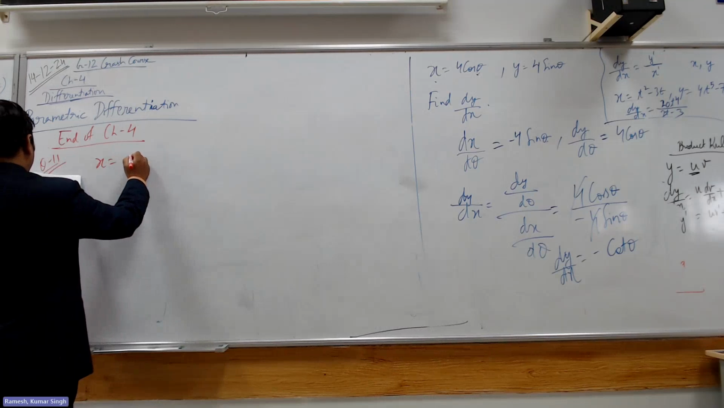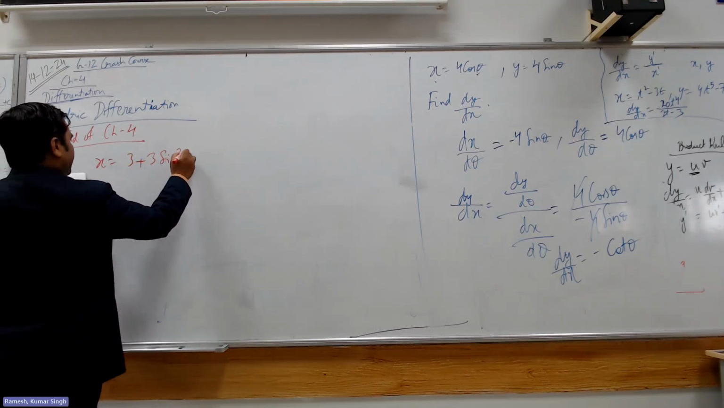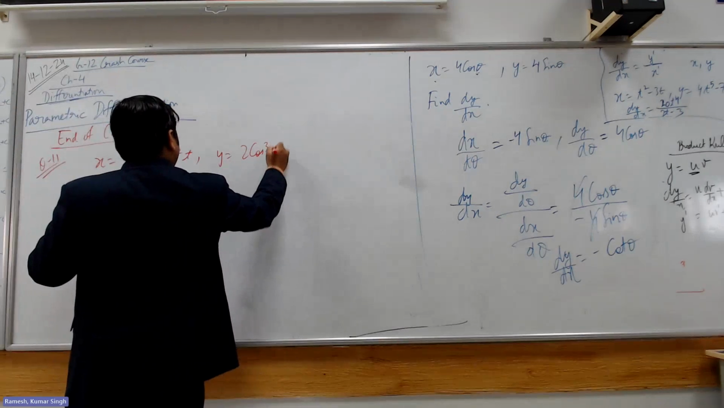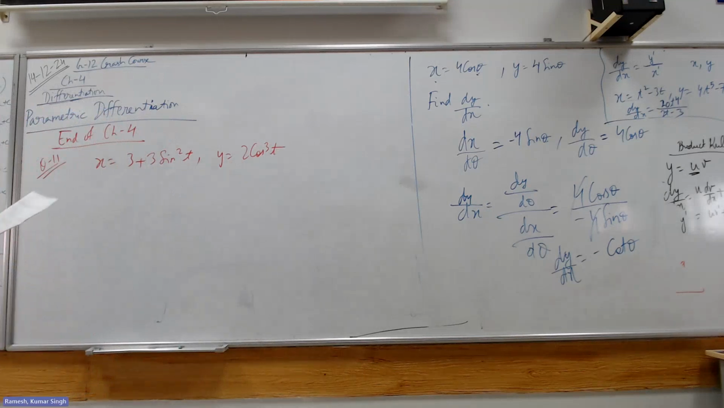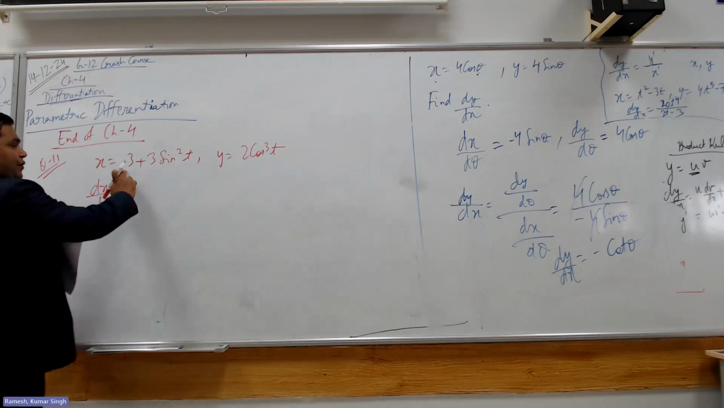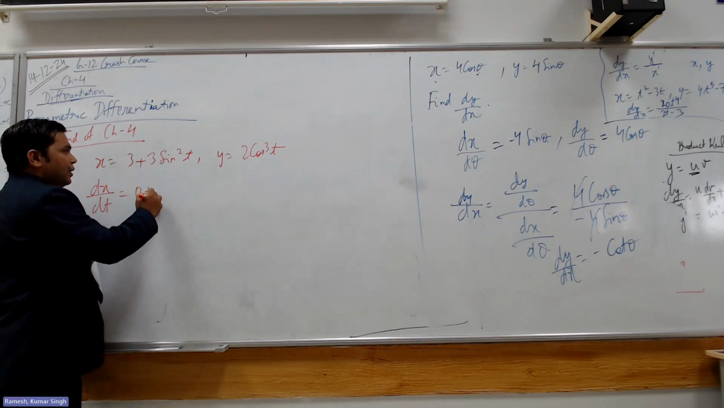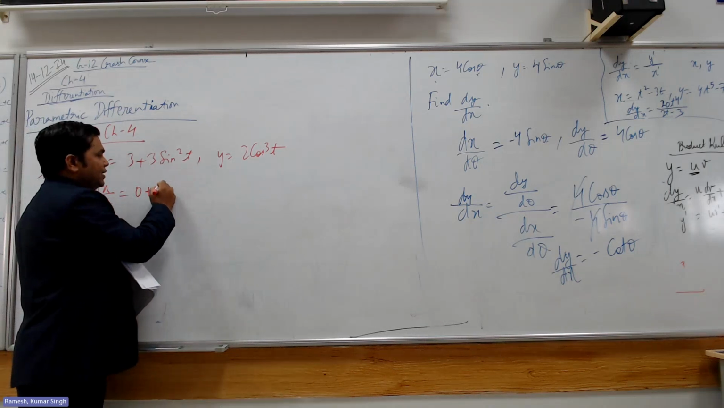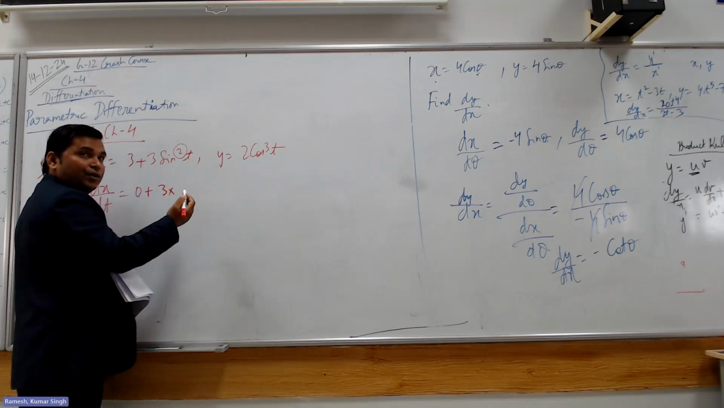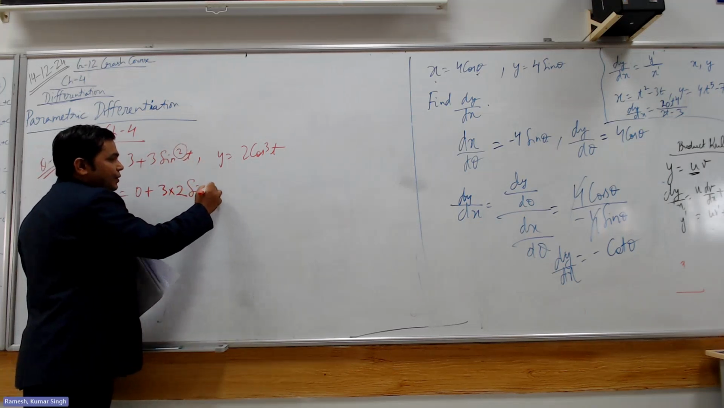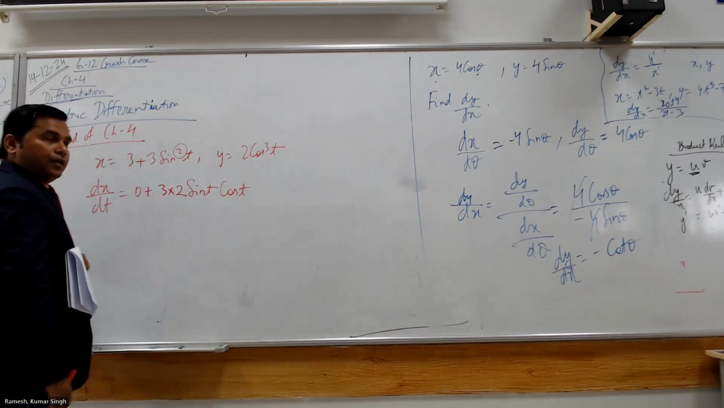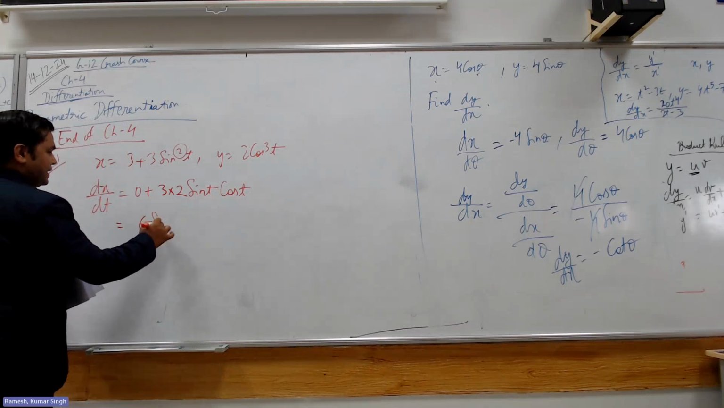x is 3 plus 3 sine square t, and y is 2 cos cube t. You have to find dy over dx. So first find dx over dt. Differentiation of 3 is 0. Differentiation of 3 sine square t: 3 times sine squared, so first we differentiate the power. This will become 2 sine t, right? And the differentiation of sine is cos. So you're going to get 6 sine t cos t.